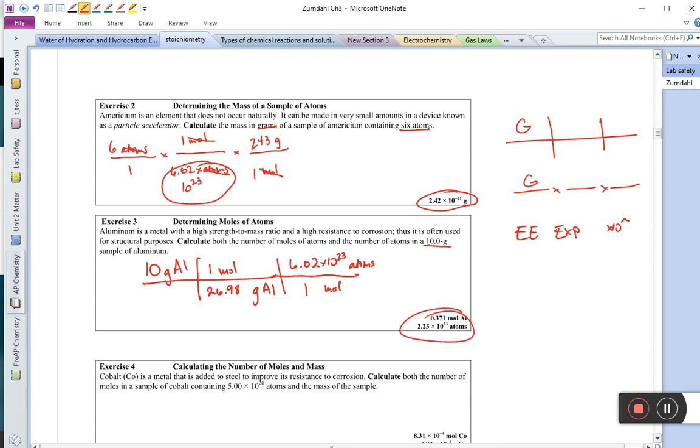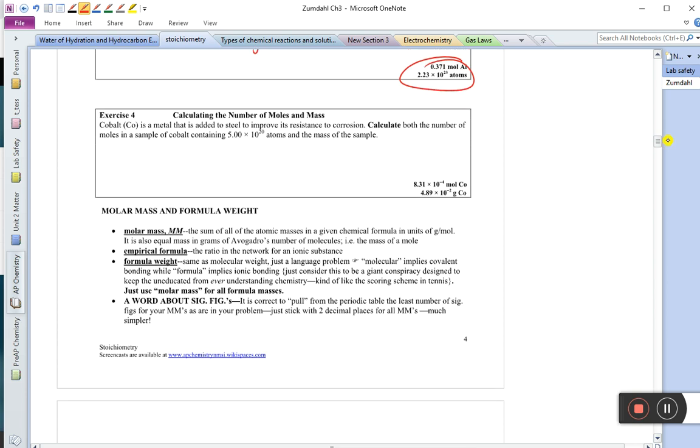Again, put it in your calculator. Make sure you're getting these as your answers. All right. Try exercise 4 on your own. Pause for a second. Then we'll work it out.